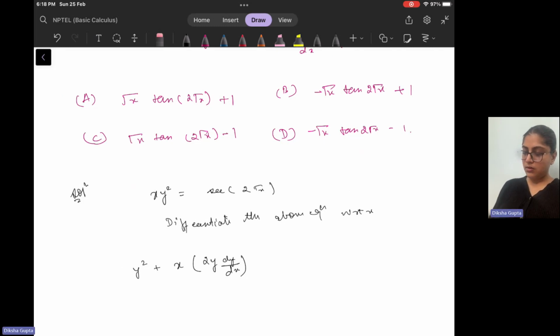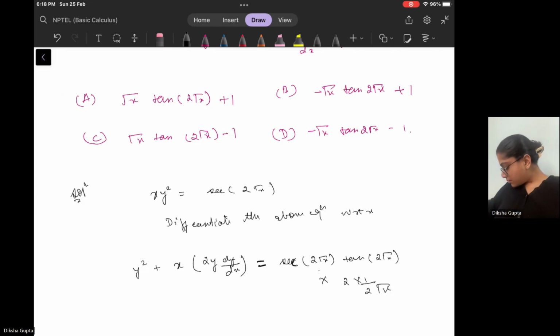Now we'll apply the chain rule. The derivative of secant x is secant x tan x, so secant 2 root x tan 2 root x. Now the derivative of the function 2 root x, it will be 2 into 1 by 2 root x.